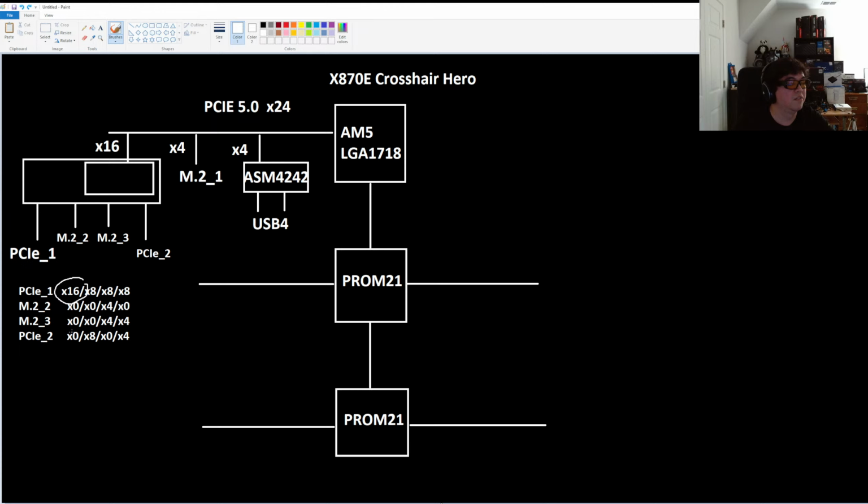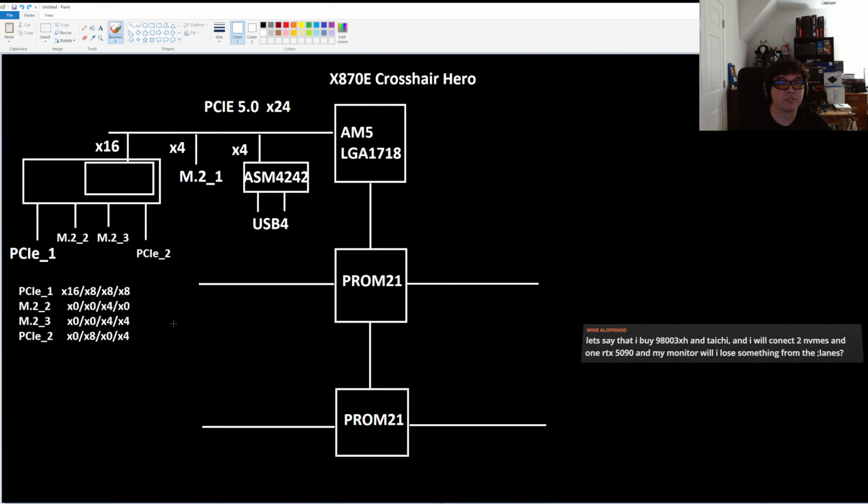What does that mean? That means we have a graphics card plugged in the top slot and nothing in these two, which means there is nothing in here, nothing in here, nothing in here. So guess what? The switch gives all 16 lanes to the graphics card.